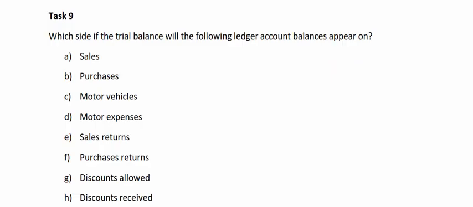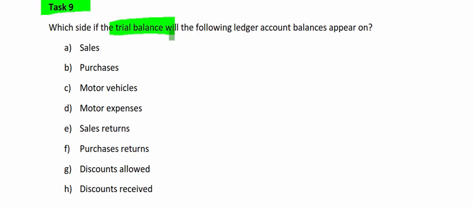Well, nearly there. So task number 9 is basically likely to get you to lay out a trial balance. For the purposes of this, we're just making sure we know which side of the trial balance each of these ledger accounts would fall on. Would it be on the debit side or would it be on the credit side?